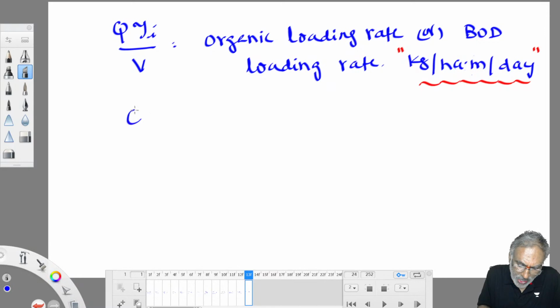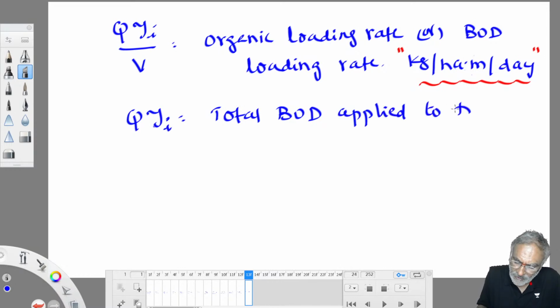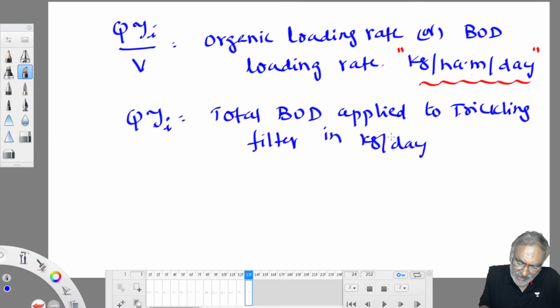So this Q into yi in this equation is known as total BOD applied to trickling filter. BOD represents biodegradable organic matter. How much biodegradable organic matter is applied to trickling filter? Total BOD applied to trickling filter, in kilograms per day. If this is in kilograms per day, then what is the other component here? V. What is V? Volume of trickling filter in hectometers.